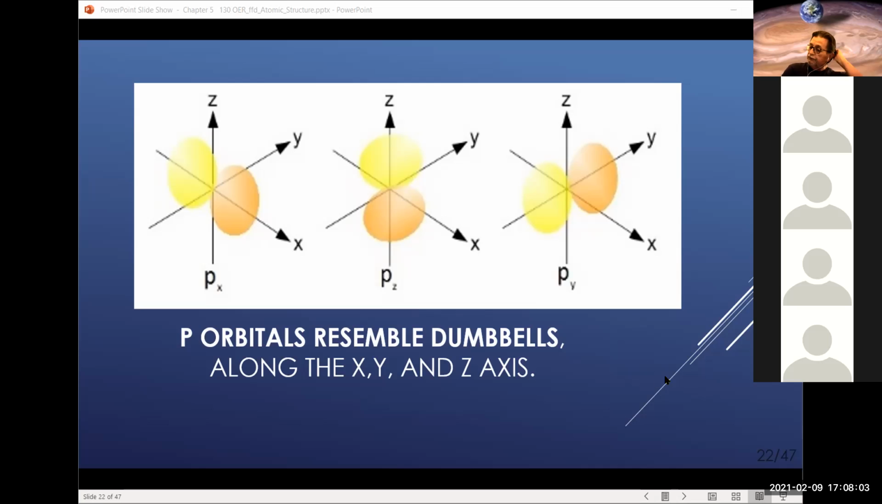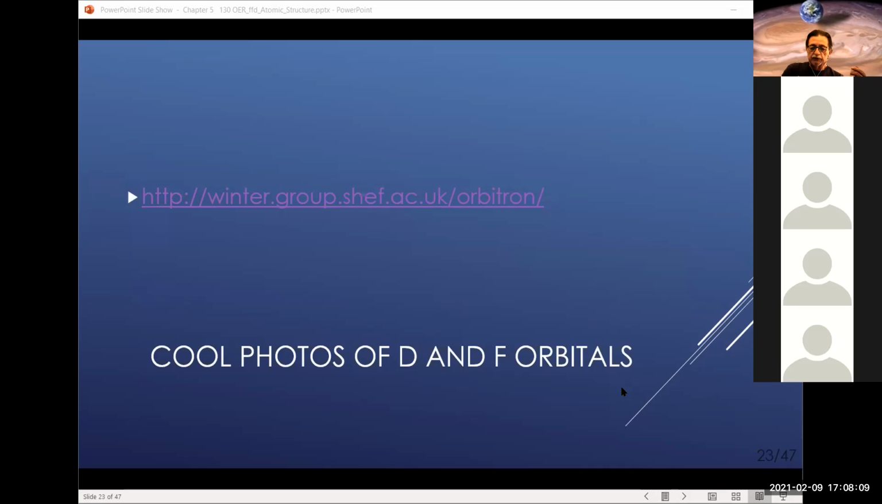Now, we won't have pictures of the d and the f. We're not going to talk much about them, but the picture link, I couldn't get it to work anymore. I've got to find another link, but the d and the f orbits are some really crazy looking orbits. It's beyond the scope here. They kind of look like futuristic space stations, some of these.